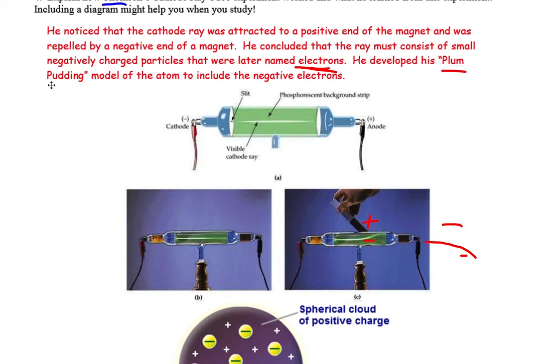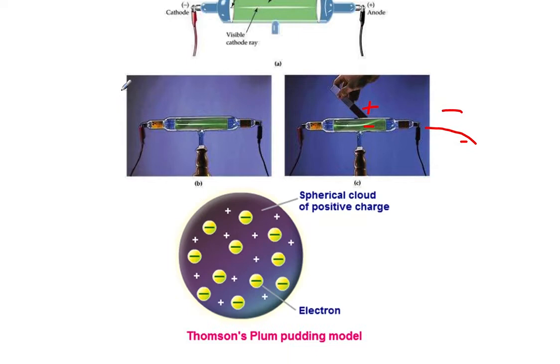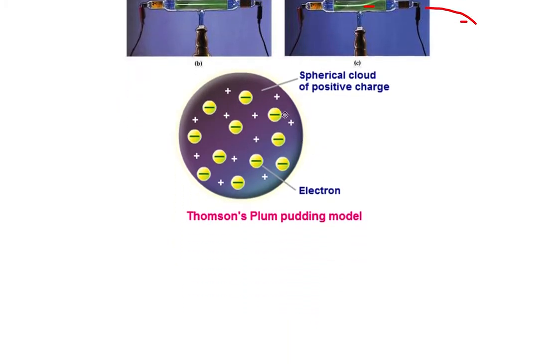And he changed Dalton's model from the solid model like the bocce ball to something more like this, where you have a sphere, you have all this positive mass. This is like the dough in your chocolate chip cookie, and these are like the chips or the raisins in his plum pudding model. So he said there's little electrons stuck in this positive dough, and that was his plum pudding model.